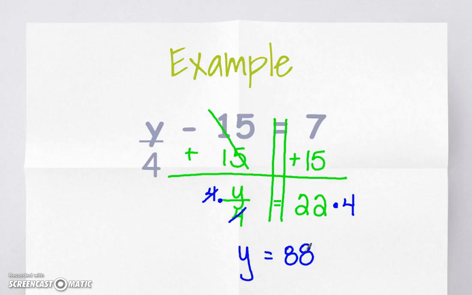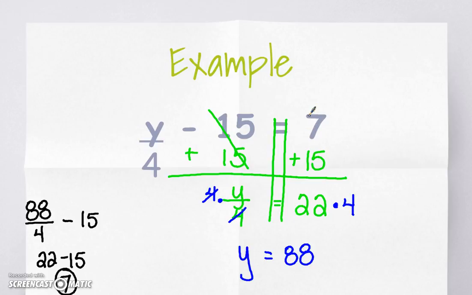And again, you can go back in to check your work to see if this really does work. So I'm going to substitute 88 in for the y. 88 divided by 4 is 22. And 22 minus 15 is 7. So I just checked my work and I saw that I ended with a 7 once I plugged it in, and that's what my equation shows that I needed to solve for was 7.